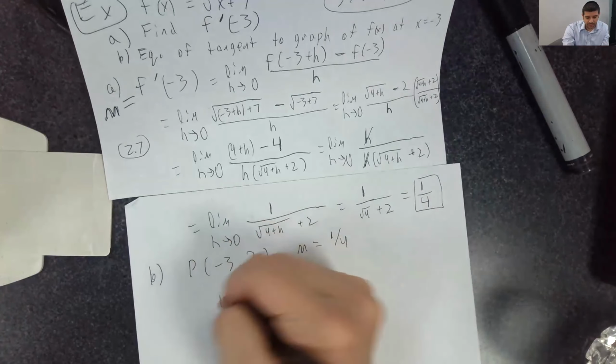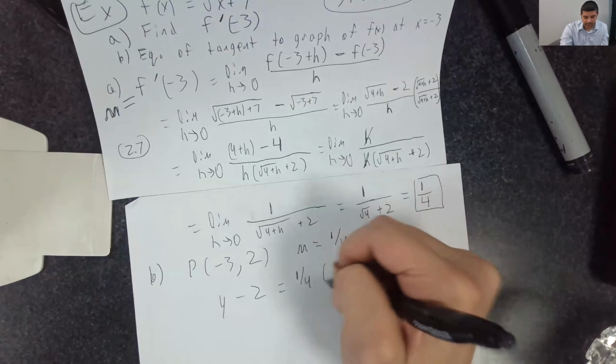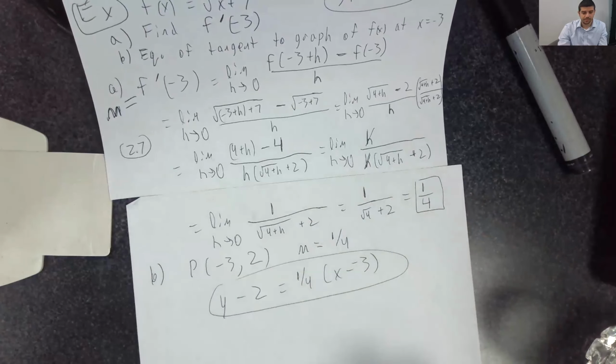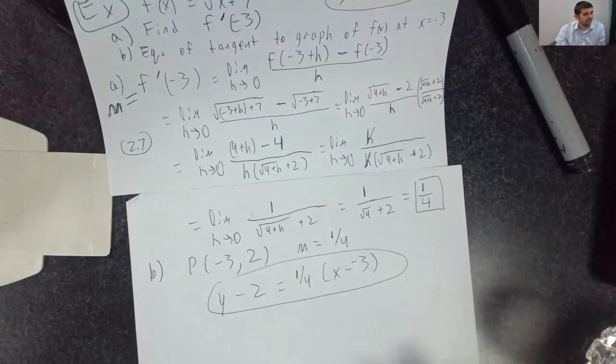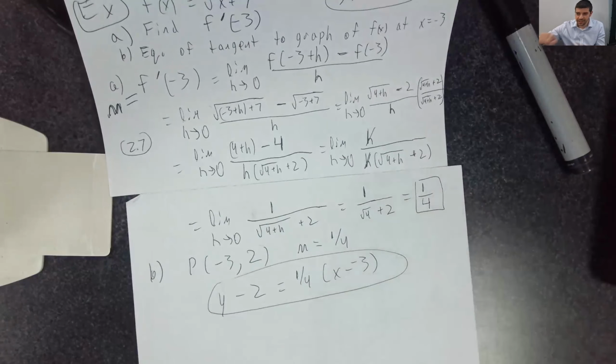Okay, so it's y minus 2 is equal to the slope times x minus -3. And that's it. So at that point, you don't have to actually do any work. You just have to put the pieces together into the tangent line. Yeah, question on this.